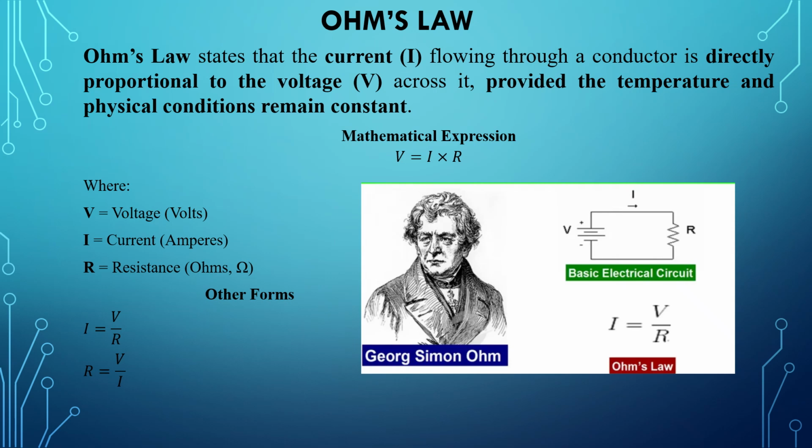Your current is inversely proportional to the resistance. Voltage is directly proportional to the current and resistance, and your current is directly proportional to voltage and inversely proportional to the resistance. I is equal to V by R.